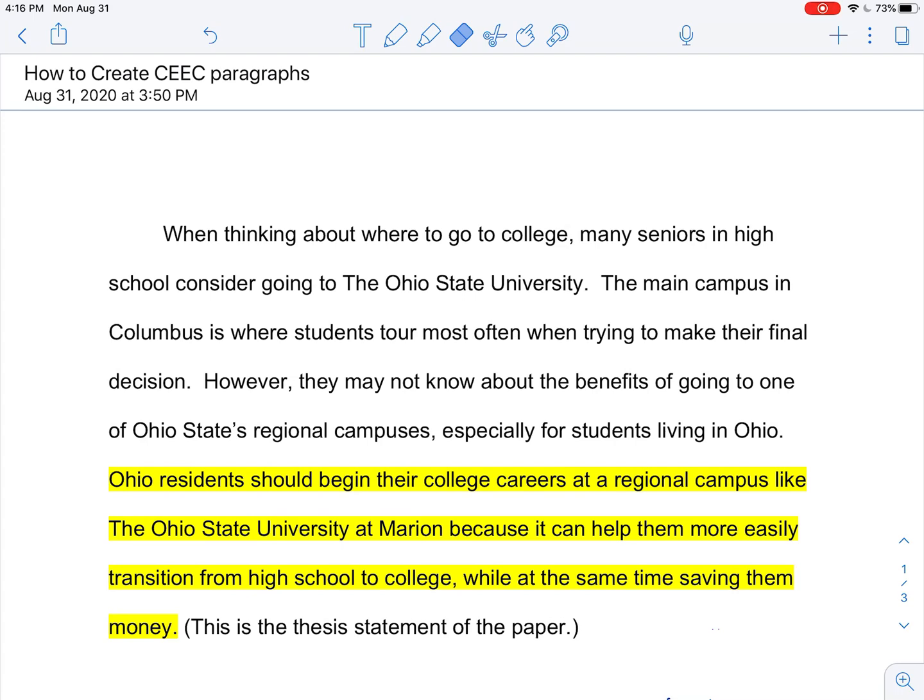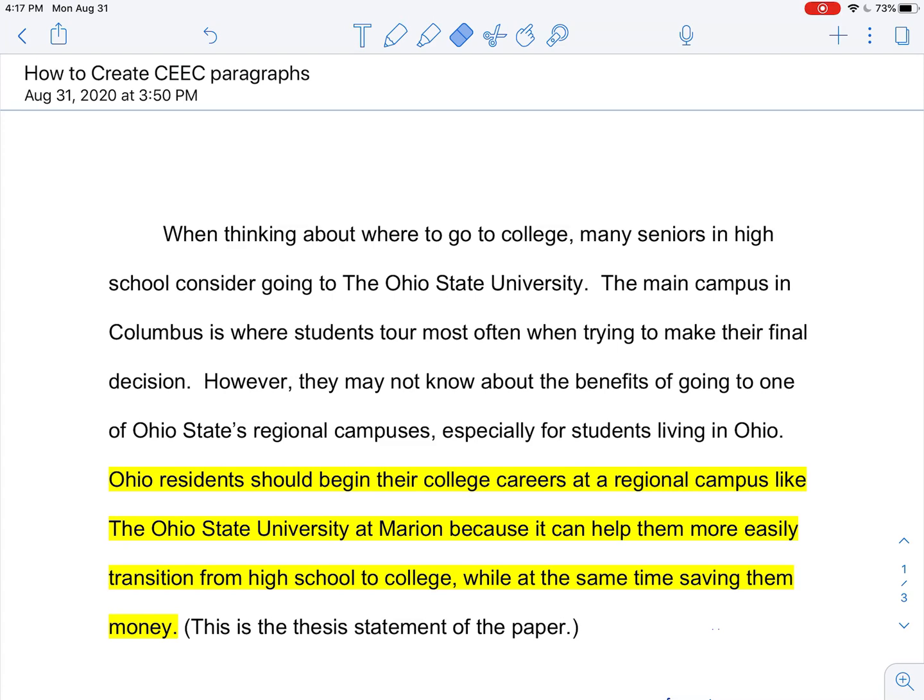So I just made this up. We start an essay with an introduction paragraph to bring your reader in, let the reader know what the paper's about, and then also to end with your thesis that is going to make the claim, the main point, the argument, whatever that would be, that you're trying to make in your paper. So let's look at this together.